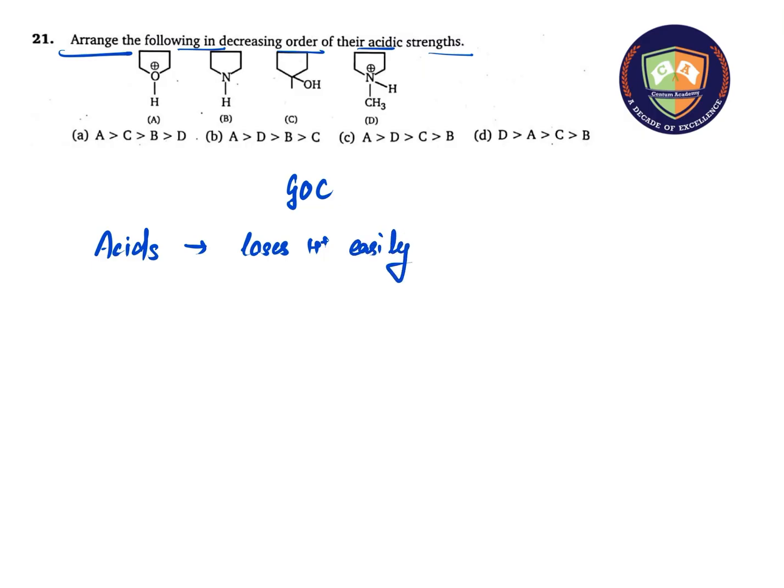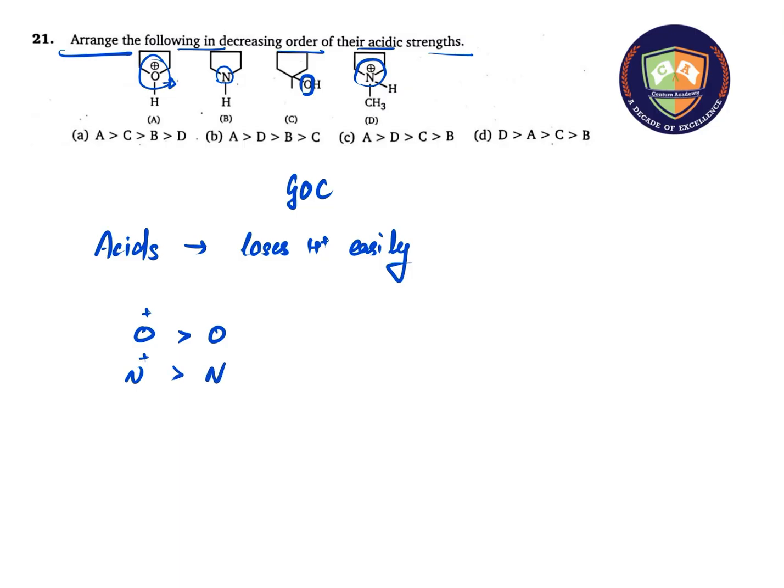As you can see in all the options A to D, H is attached to an electronegative atom. Here in option A it is attached to O+, in B nitrogen, in C O, and in D N+. Positive charge carrying species are more electronegative than the neutral species. So that's why O+ would be more electronegative than neutral O, and N+ would be more electronegative than neutral N.